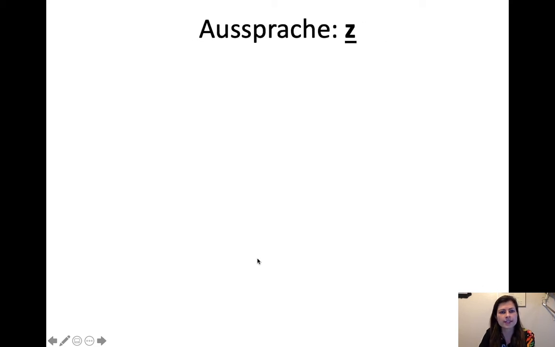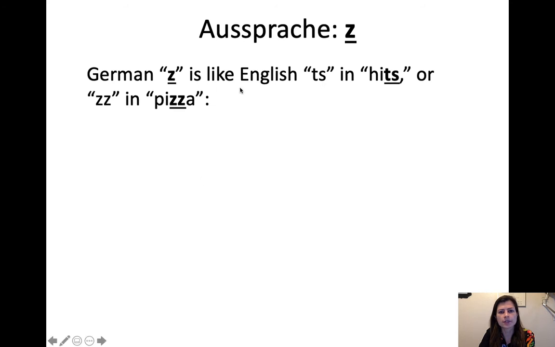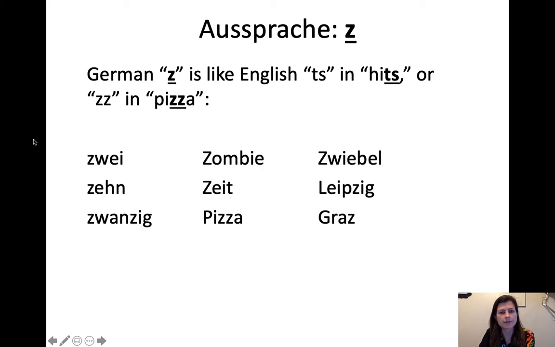And then we have Z. So Z is pronounced like English TS as in hits, or pizza, TS. So we have, for example, zwei. So you can imagine a TS at the beginning of the word. Zwei.